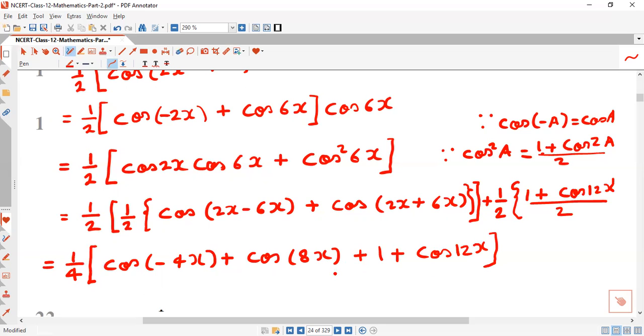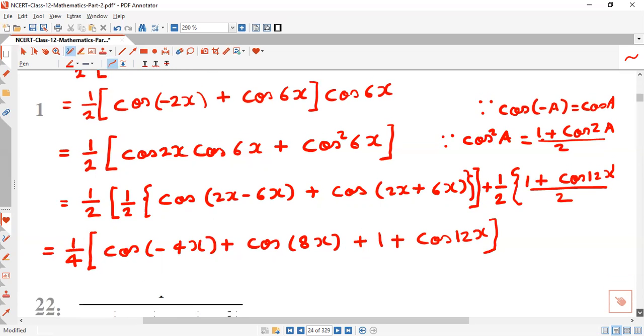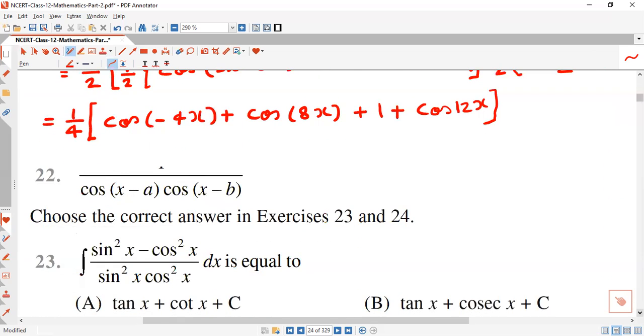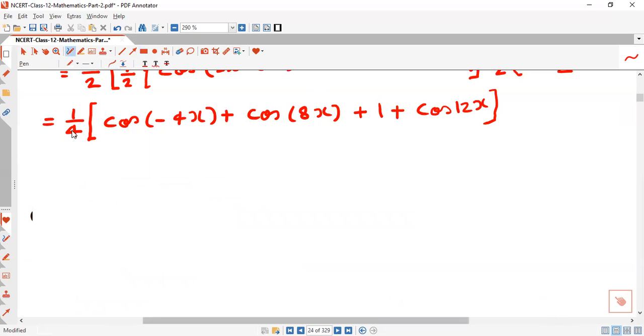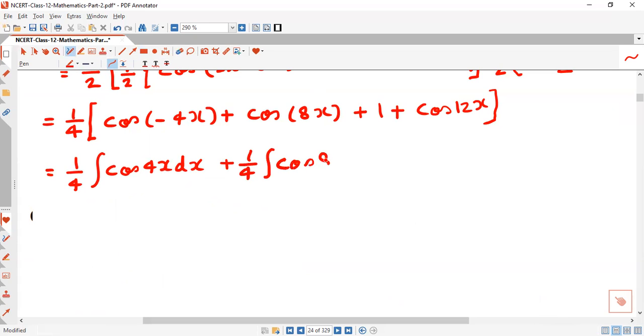So now we can take the integration. Separately, we can take the integration of each part. So this becomes 1 by 4 integration of cos 4x dx plus 1 by 4 integration of cos 8x dx plus 1 by 4 integration of dx plus 1 by 4 integration of cos 12x dx.